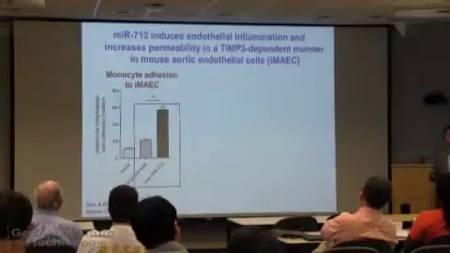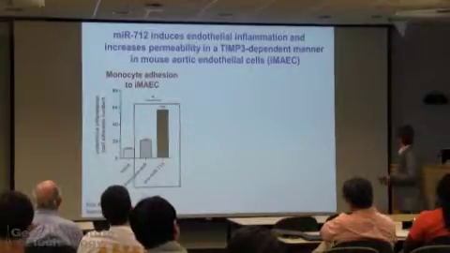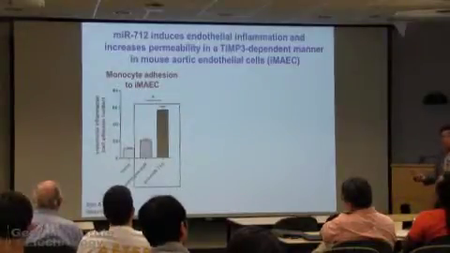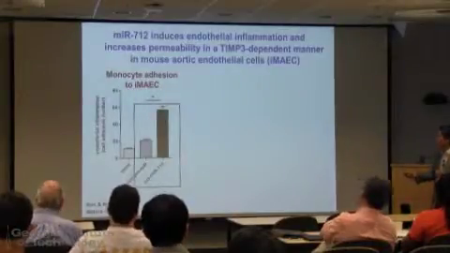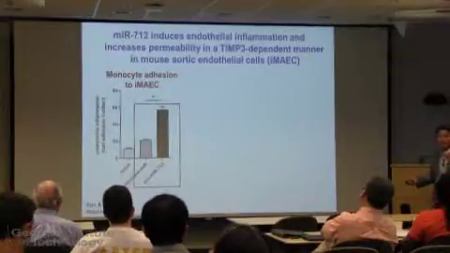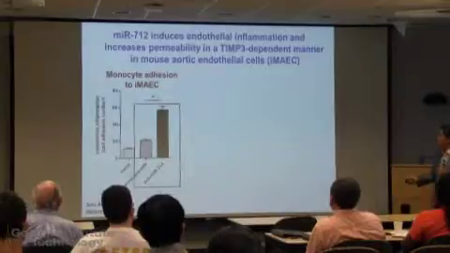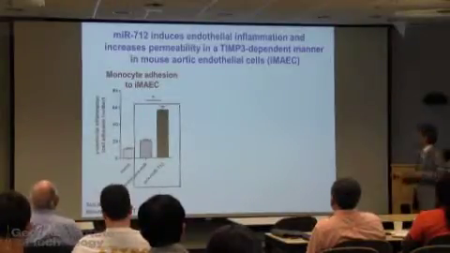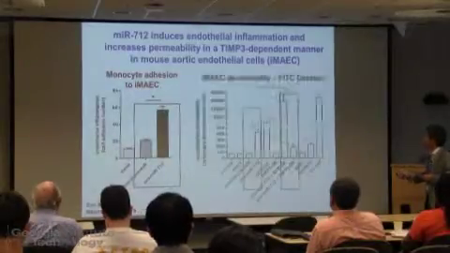So then what we did was we studied what this miR-712 is doing in endothelial cells. So the first thing that we identified was that microRNA 712 induces inflammation, such as in this in vitro experiment, where we can see if we incubate endothelial cells with miR-712, as opposed to the control, inflammation is occurring as measured by monocyte adhesion to endothelial cells.